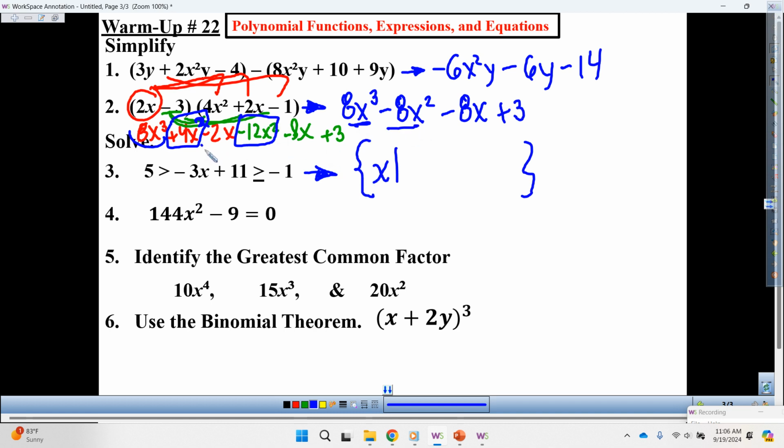Then I got negative 2 and negative 8. That's negative 10. This one is negative 10x. I did it wrong? What did I do? Negative 3 times 2. Oh, it's negative 6x. Oh, my bad. Yeah, I did that on purpose to see if you guys were paying attention. So this is negative 8x. Okay, my bad. Negative 8x.